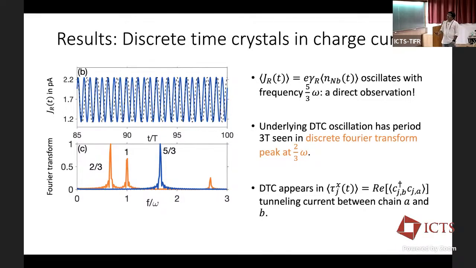And this time I don't need to separate out upspin and downspin contributions. But the underlying DTC is actually in a different operator. That operator is the interchain tunneling operator. Either the real part or the imaginary part will show these 2/3 omega oscillations. So the bottom line is that charge current shows discrete time crystal behavior.